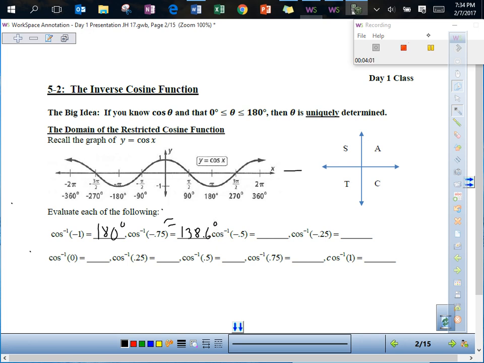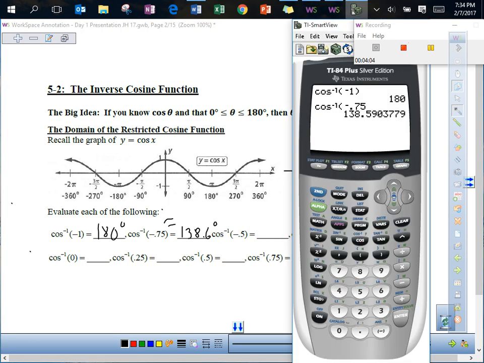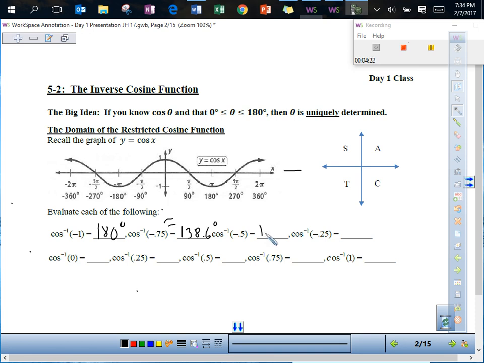And then guys, just one more, then I'm going to fill them in. The next one I'm going to do is inverse cosine of -0.5. And like I said, if you're not getting these numbers, guys, you're not in degree mode. So this answer right here is 120 degrees.